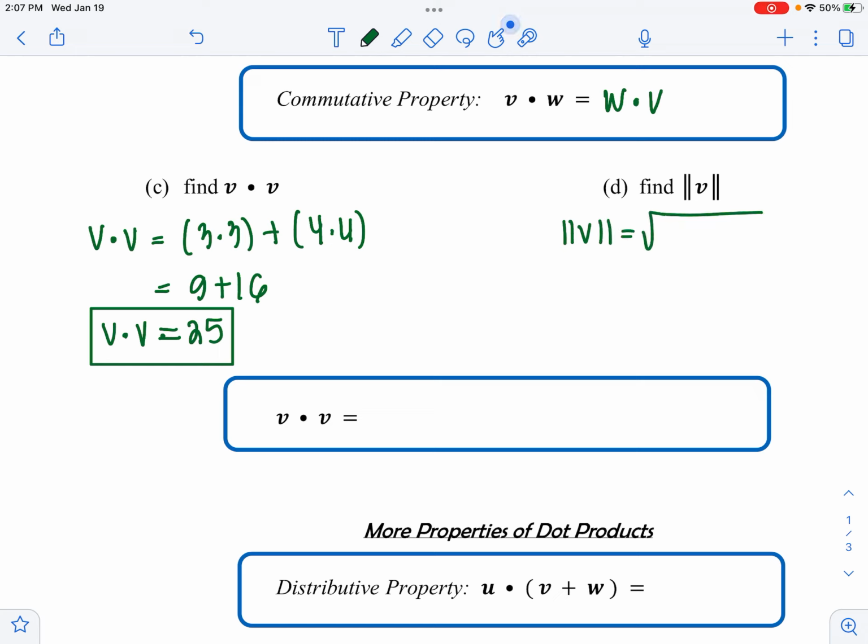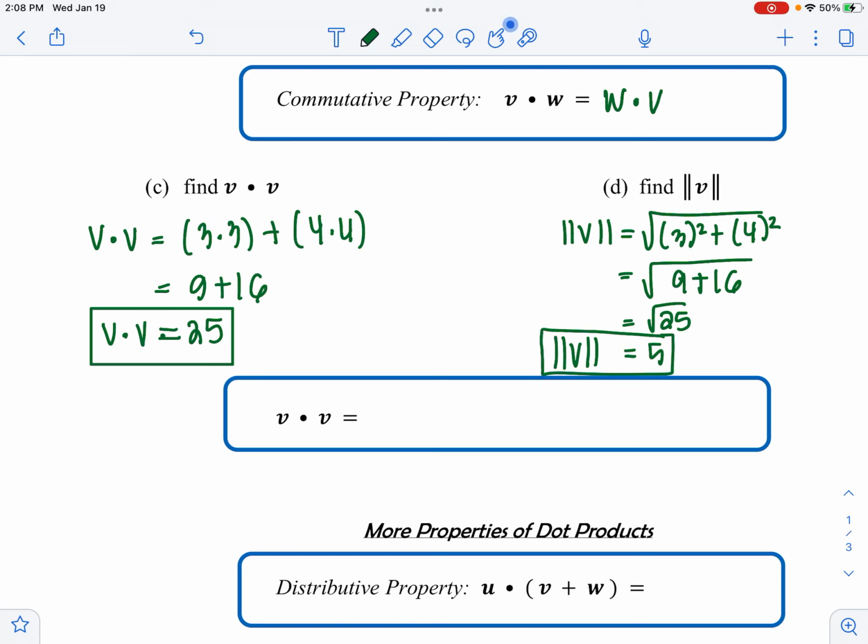All right, now it says find the magnitude of v. So remember, our magnitude formula is the square root of a squared plus b squared. So a was 3, squared, plus b was 4, squared. So I get the square root of 9 plus 16, which is the square root of 25, which is 5. So the length, or the magnitude, is 5.